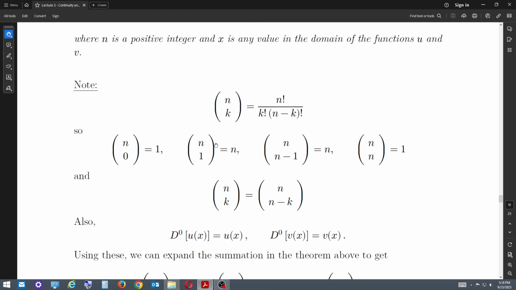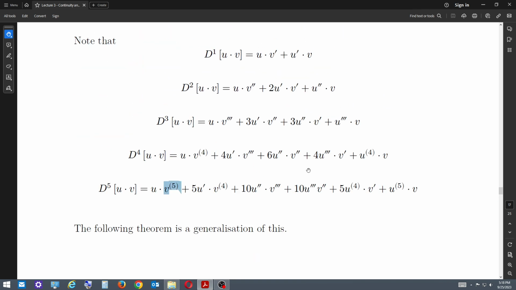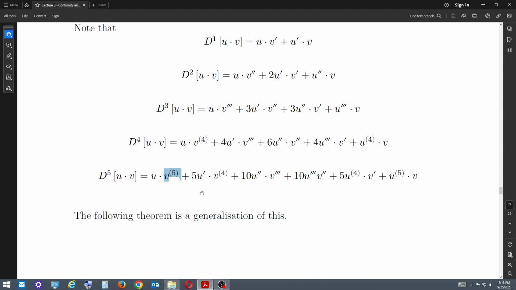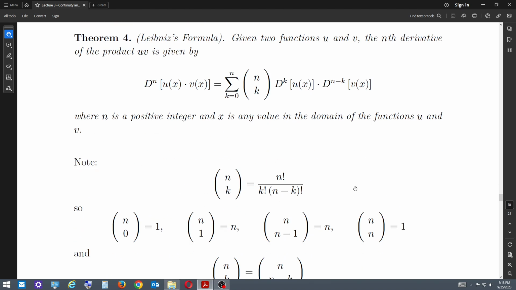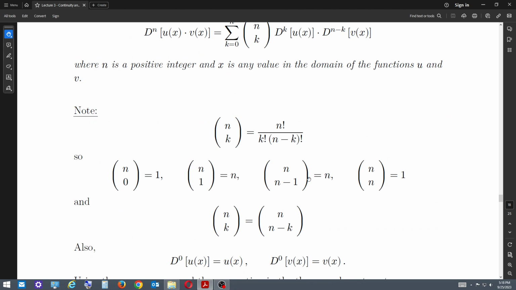Now, these two, n choose 1 and n choose n minus 1, what are those? Well, n choose 1 represents the coefficient of the second term. Remember, the first term corresponds to k is 0, so n choose 1 represents the second term. For the second term here, the coefficient is 2, then 3, then 4, then 5, which is the same as n. And same thing for the second to last term: 2, 3, 4, 5. So that's what we noted here: n choose 1 and n choose n minus 1 are both n.